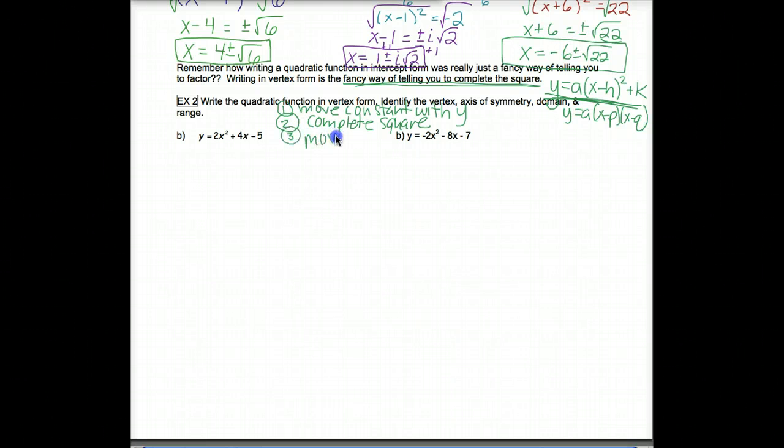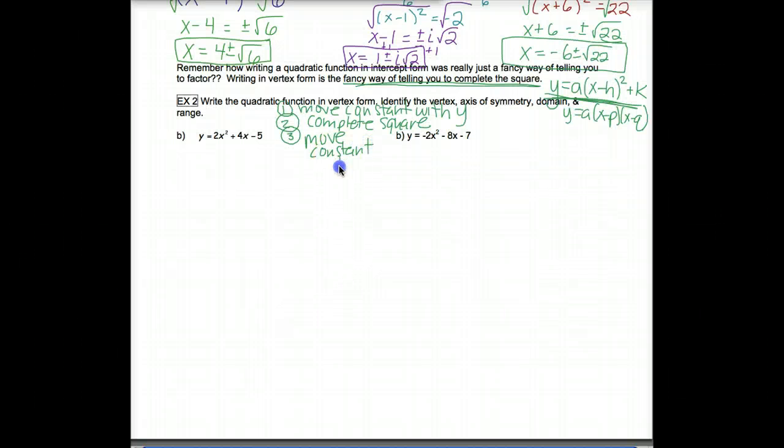Then we're going to have to move the constant back. All right, so let's look at what this actually looks like with a real problem. So the first thing I'm going to do is move the constant over with the y. So my constant is this, so I'm going to add 5 and get it over with the y. So I've got y plus 5 equals 2x squared plus 4x.